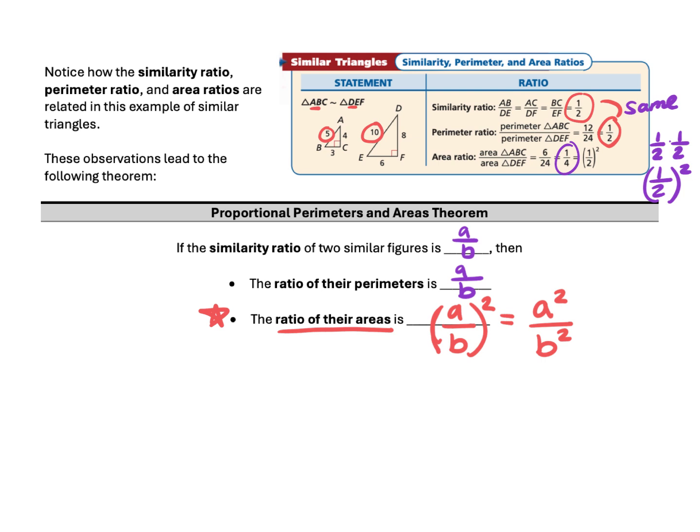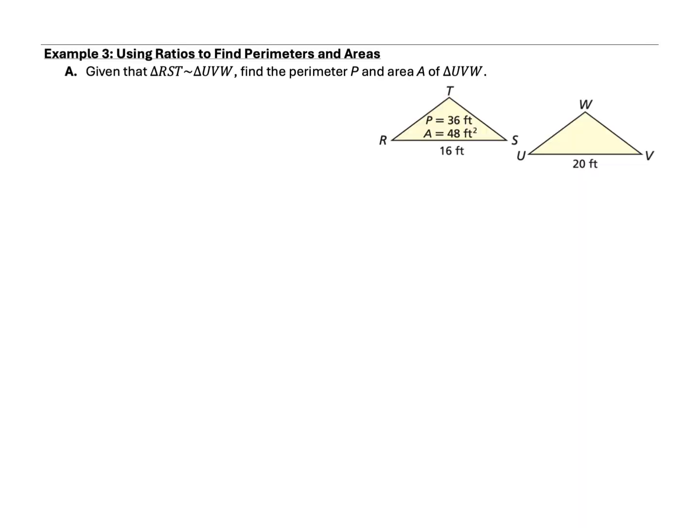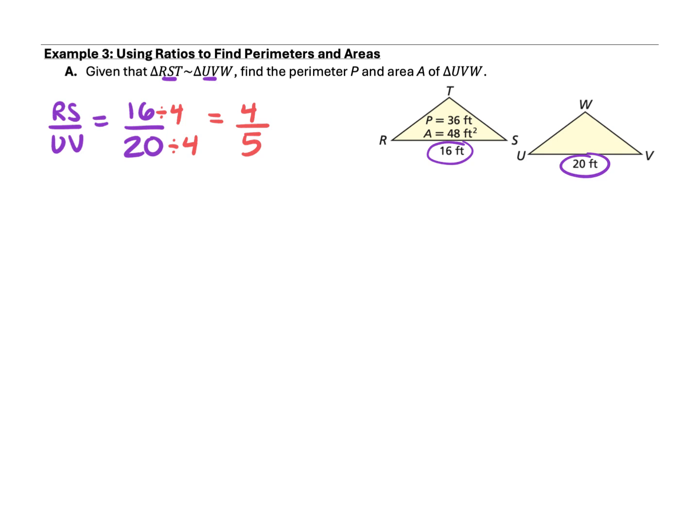So let's go ahead and try an example. We're given here that triangle RST is similar to triangle UVW, and we want to find the perimeter and area of triangle UVW. The first step is to find the similarity ratio. Notice that RS and UV are in the same spot. So the similarity ratio, RS over UV, is equal to 16 over 20. And then we need to reduce the fraction. You can do it by hand by dividing by 4, or you can use the fraction button on your calculator and it will give you 4/5. So that 4 over 5 there is our similarity ratio.